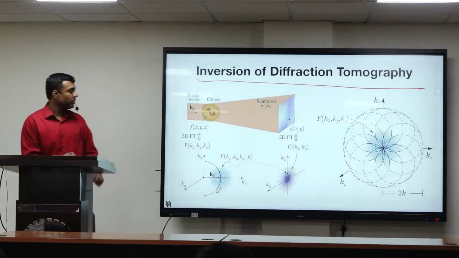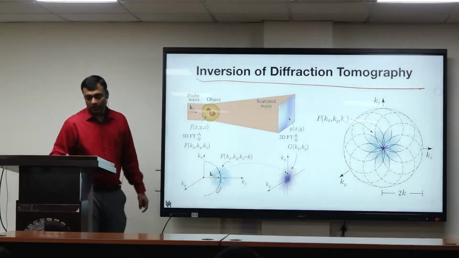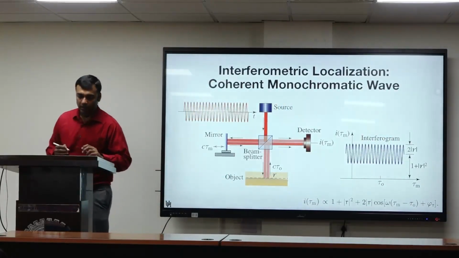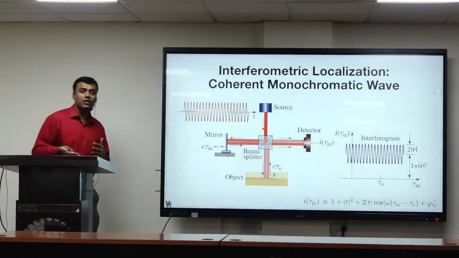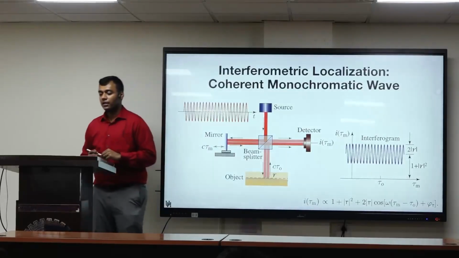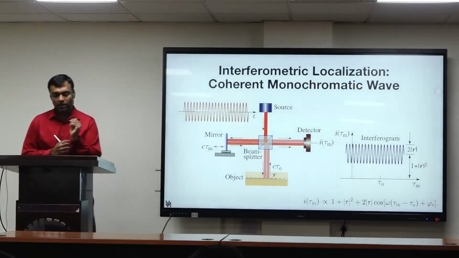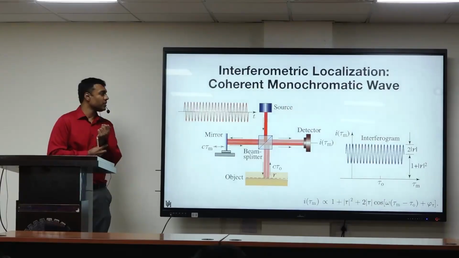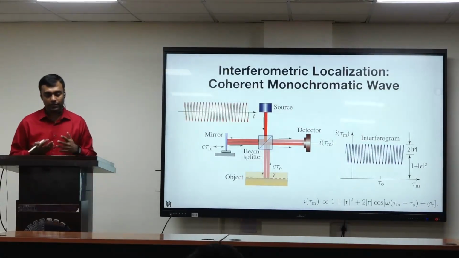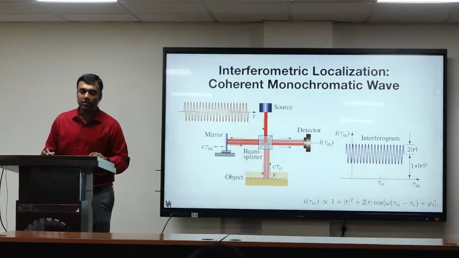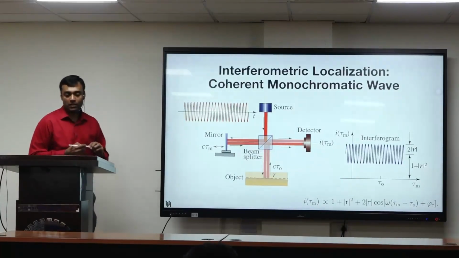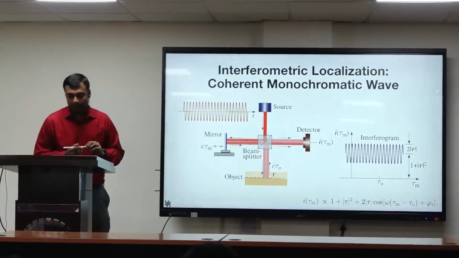Okay. So this is about diffraction tomography. The last thing I'll talk about today is another kind of localization, which is called interferometric localization. This in fact lends us to the idea of an instrument called optical coherence tomography, which is one of the instruments that I work on extensively in my lab.